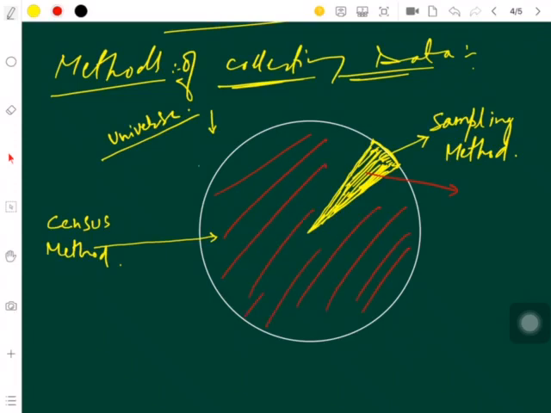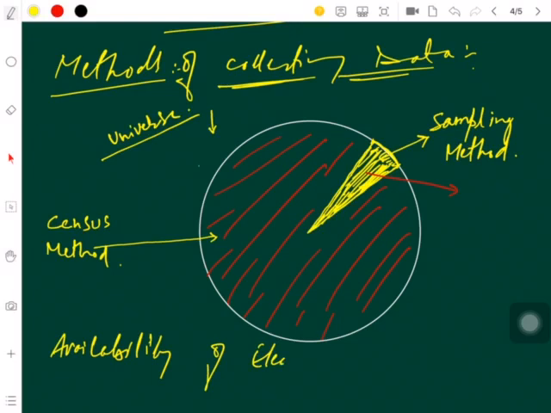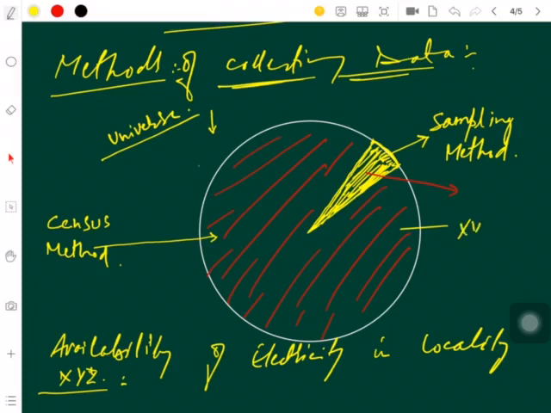There are certain surveys where you do not need to ask each and everybody. Let us say we have to inquire about the availability of electricity in locality XYZ. You will go to this locality. Let us say this whole circle is our locality XYZ.